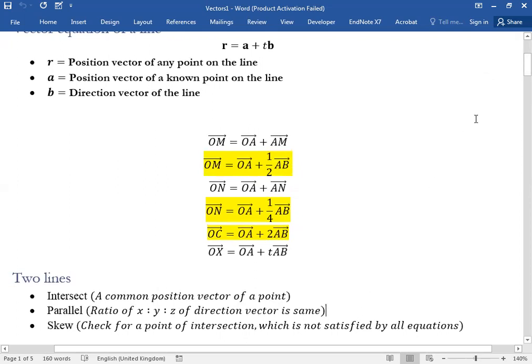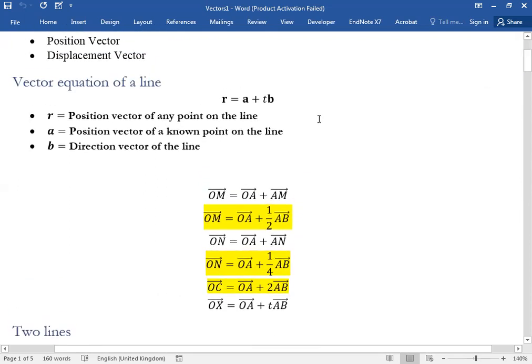Okay, there are three relationships. Is this clear? Vector equation of a line. We'll try to cover the entire concept of vectors today, and then we'll move on to the questions. Is everything clear till this point? Any question? Yes, sir. R is equal to A plus TB.